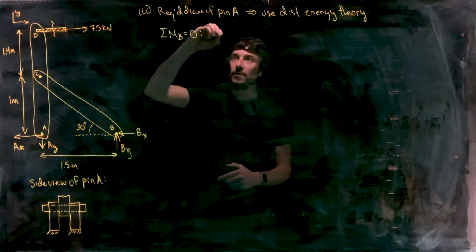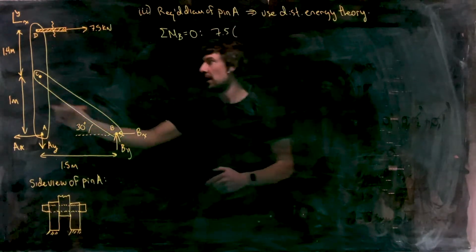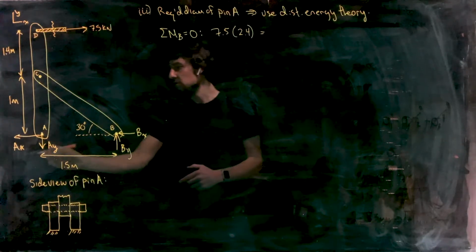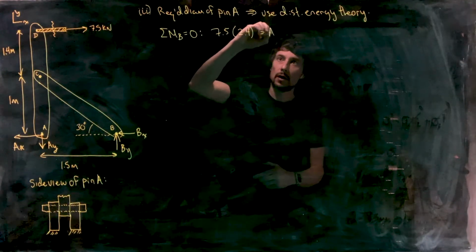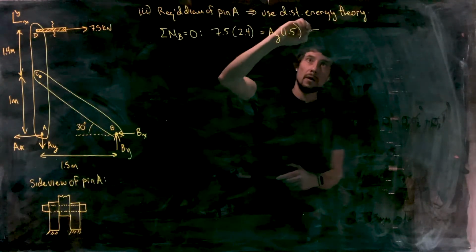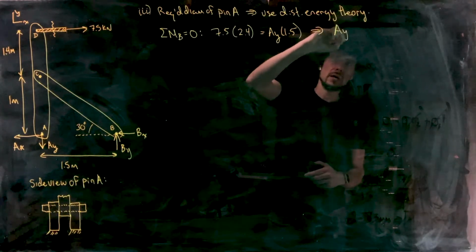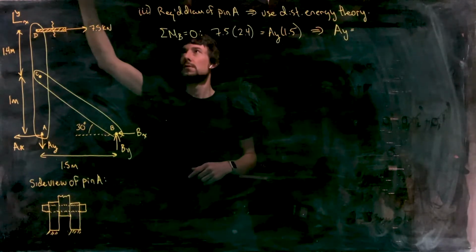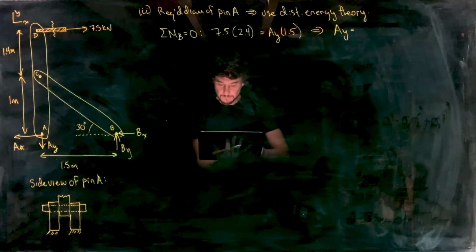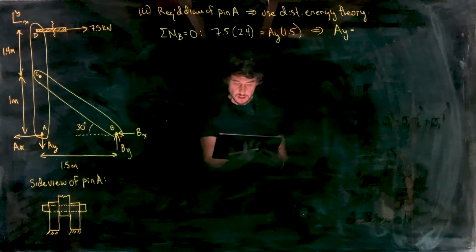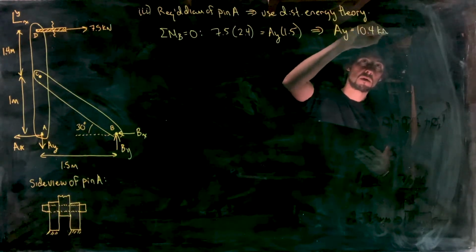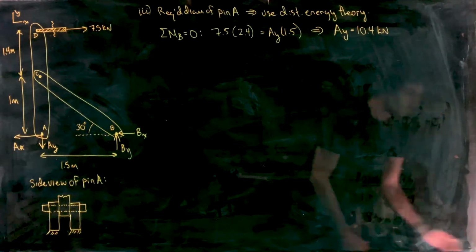That gives us what? 7.5 multiplied by 2.4 is equal to Ay multiplied by 1.5. Okay, that gives us Ay is equal to, refer back to my worked out numbers here, Ay is 10.4 kilonewtons. Okay.